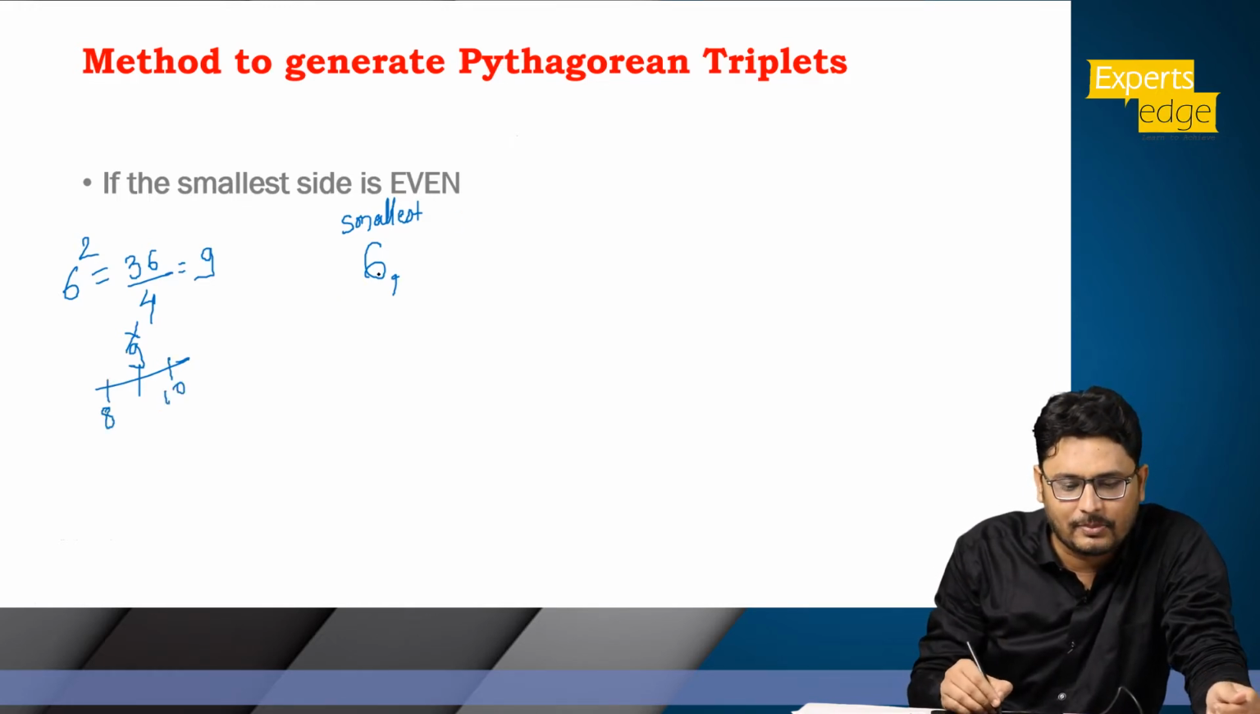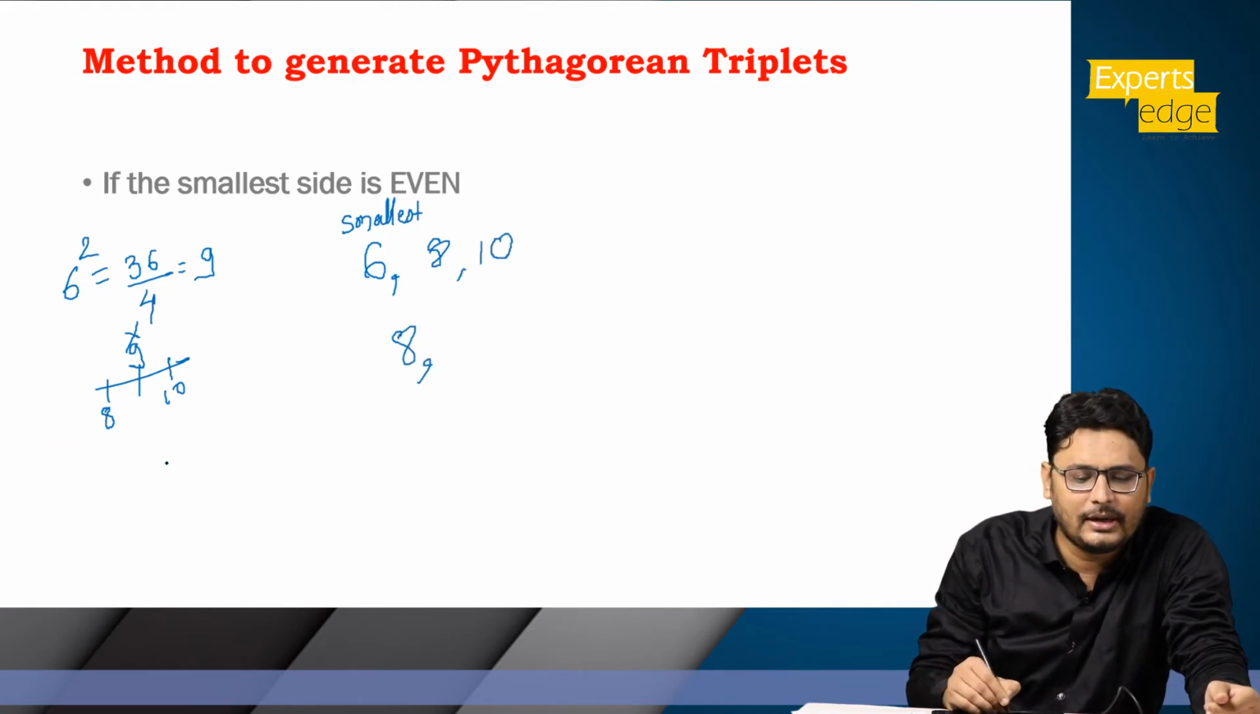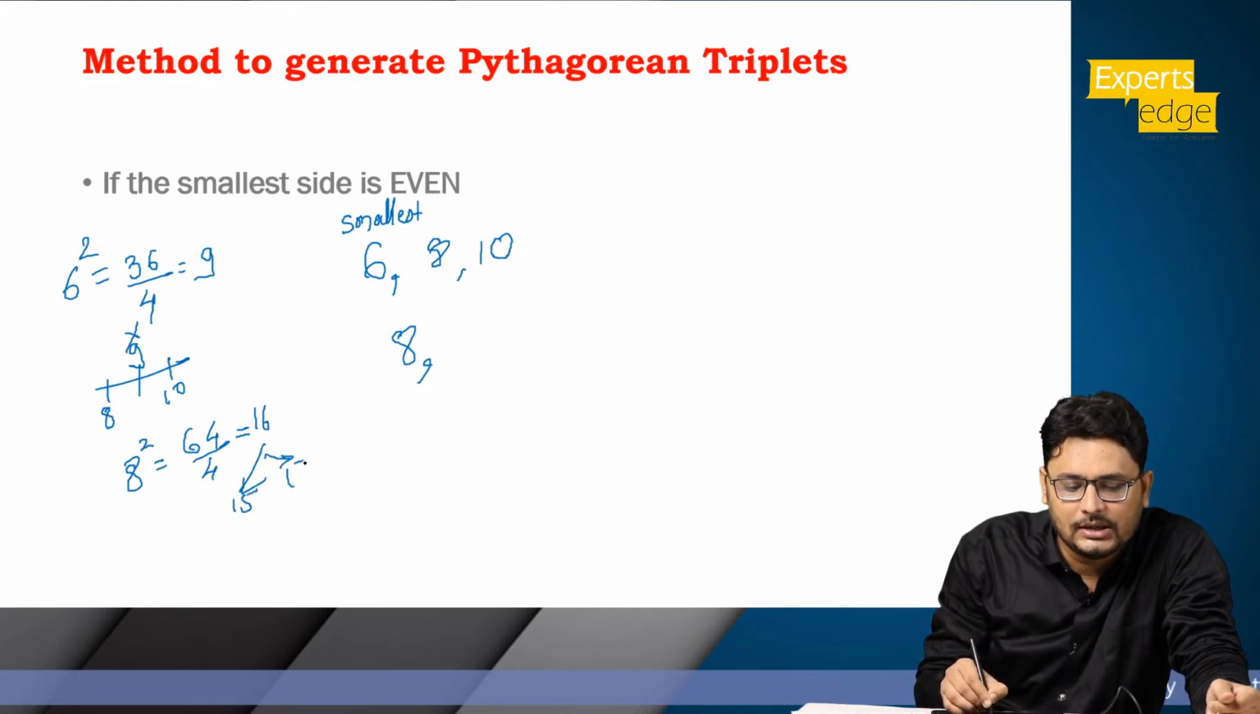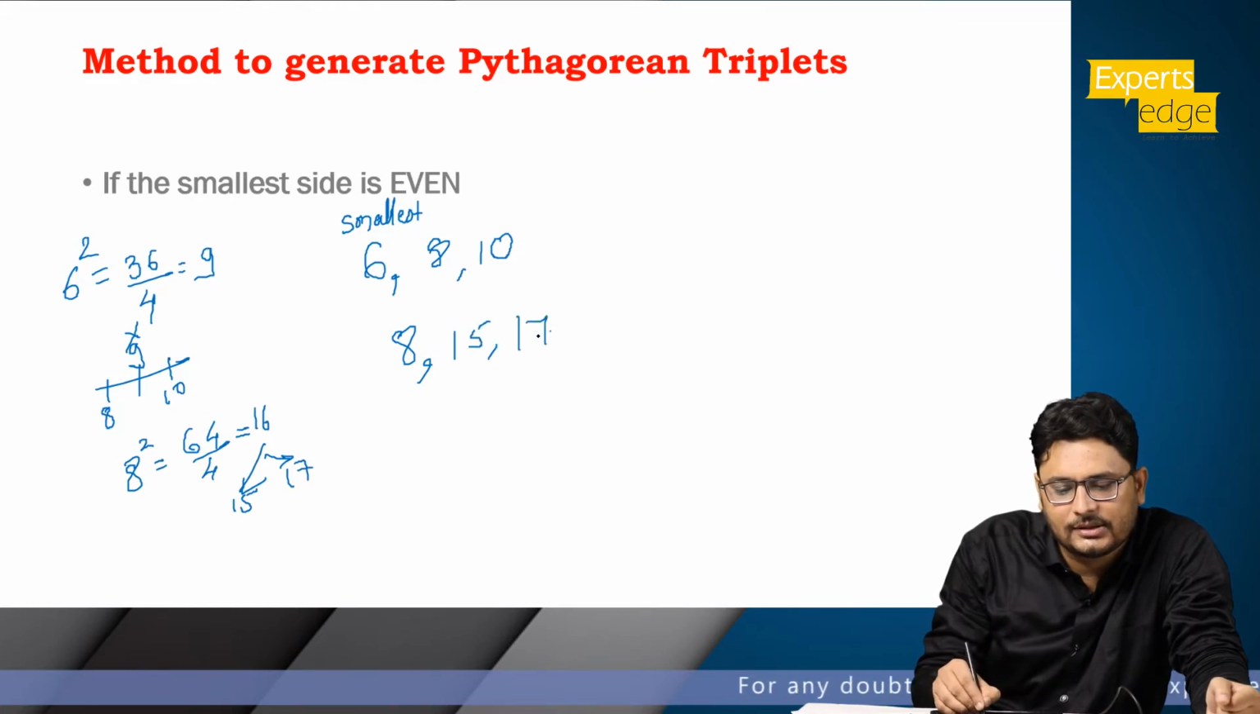So the Pythagoras triplet of 6 is 6, 8 and 10. So please remember this. Let's say if I take 8, what will it be? 8 squared is 64, divide 64 by 4, it is 16. 16 को drop करके आगे पीछे के नंबर कौन से होंगे? 15 और 17. So this is a very important triplet, बहुत बार exam में आता है ये, please ध्यान रखना, right.